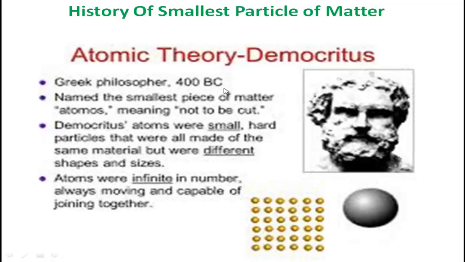At first, during 400 BC, a Greek philosopher, Democritus, first said about atoms. He first named atoms as the smallest particle of a matter. And he took this word atoms from the Greek word atomos, whose meaning is indivisible, or which is not to be cut. And he said that the smallest particle of a matter is known as atom and it is not further divisible.